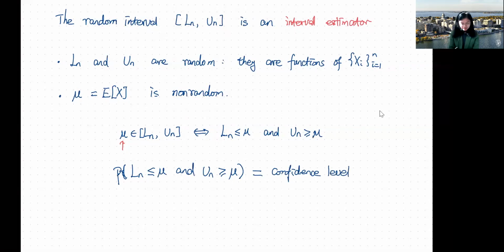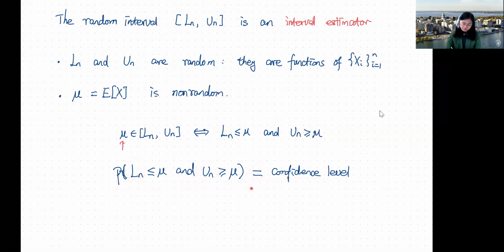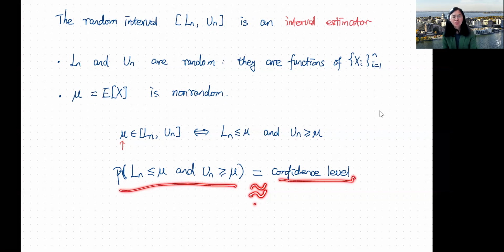As we will see later, typically we will not be able to make the probability of coverage exactly equal to the confidence level, because we typically do not know the exact distribution of Ln and Un. Usually we're going to use the asymptotic distribution, and we will try to make this coverage probability approximately equal to the desired confidence level. So let's see how we do this.